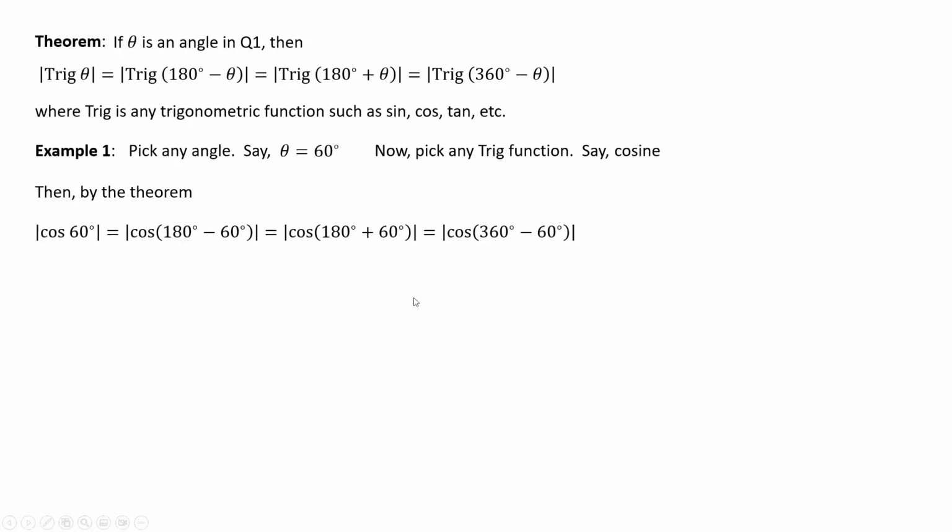This means, then by the theorem, the absolute value of cosine of 60 degrees must be the same as the absolute value of cosine of 180 degrees minus 60 degrees, must be the same as the absolute value of cosine of 180 degrees plus 60 degrees, and so on. Cool? All right. And all of these are equal to 1 half, right? Absolute value. Key is absolute value. If you remove the absolute value, whoa, all bets are off. Some of them are going to be negative and will mess up our equal signs. Okay? Be careful about that.